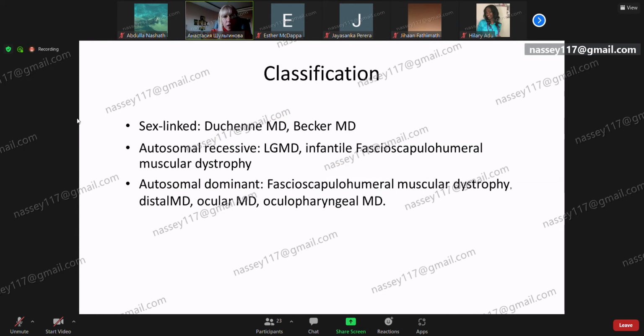So how can we classify muscular dystrophies? Well, first, sex-linked: Duchenne muscular dystrophy and Becker muscular dystrophy. Then, autosomal recessive muscular dystrophies. One more time, we will discuss them in much more detail. And autosomal dominant muscular dystrophy. It's 3 variants of classification.